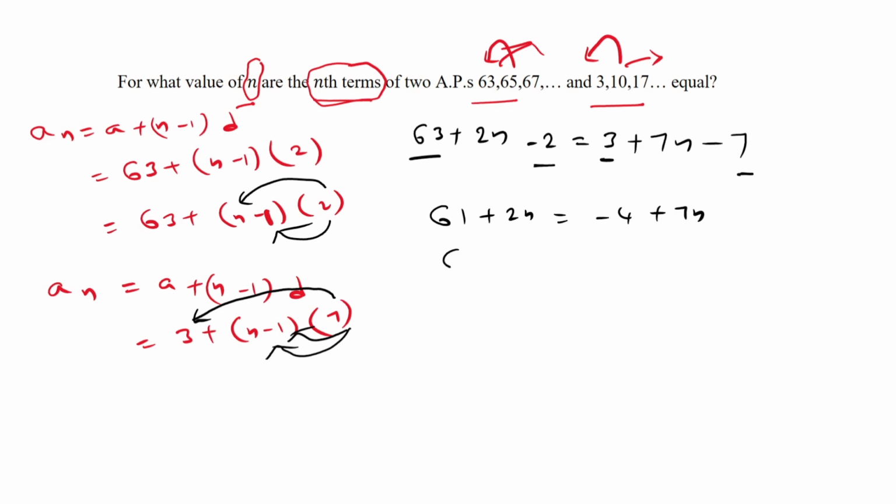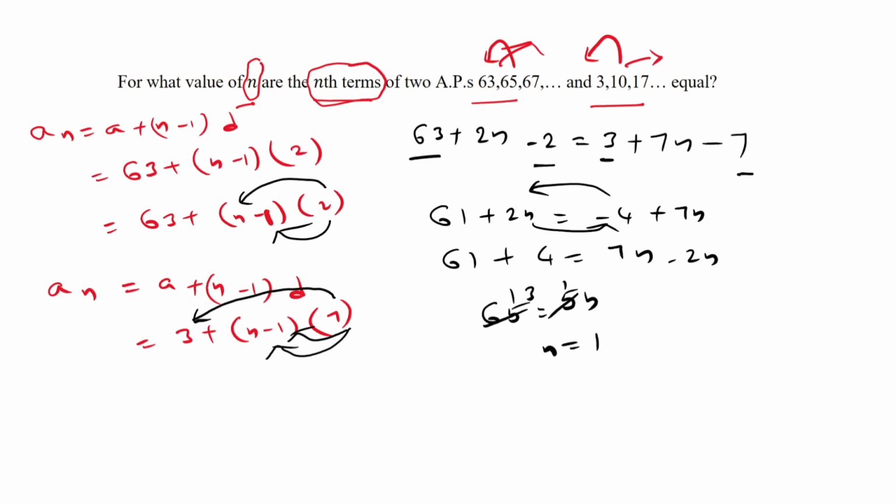Now 61 as it is, taking minus 4 to the left side, it will become plus 4, which equals 7n as it is. 2n I am taking to the right side, it will become minus 2n. 61 plus 4 is 65 equals 7n minus 2n is 5n. 5 ones are 5, 5 thirteens are 65. So n is 13. It means in both the progressions 13th terms are the same numbers.